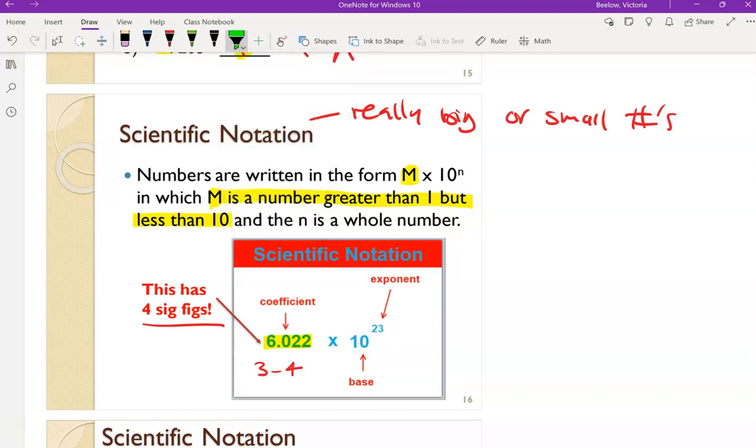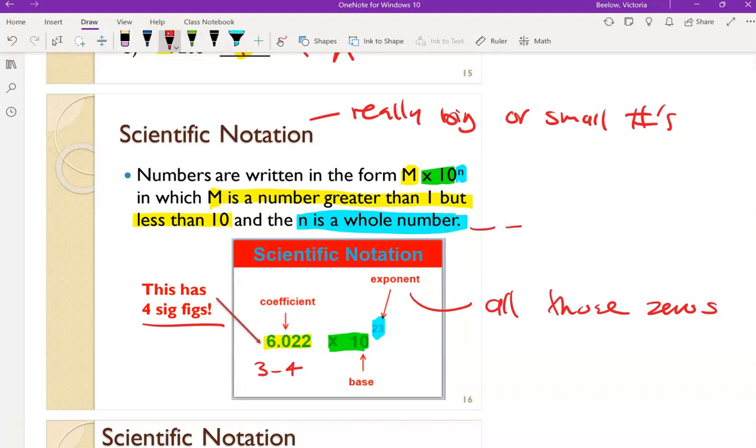And then you're going to have times 10, with some type of exponent. This exponent is representing all those zeros basically. If it is a positive number like this one, that's talking about a really big number. And n is a whole number, and it can be positive or negative. In this case, this number is positive because this is a really big number. If it had a negative in the front, then it would be a very small number that has a lot of decimal places.